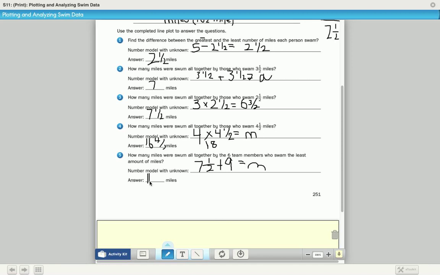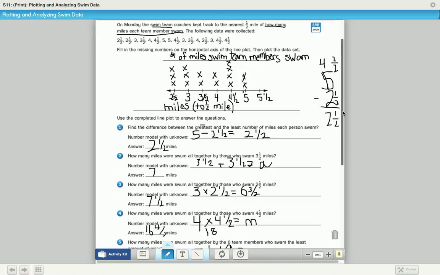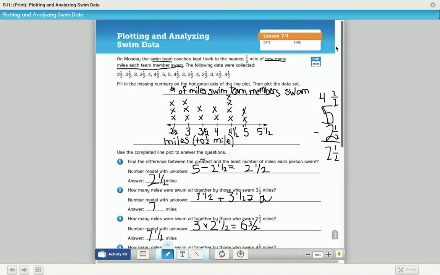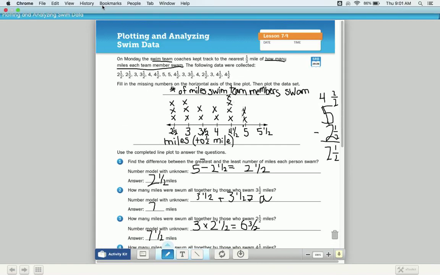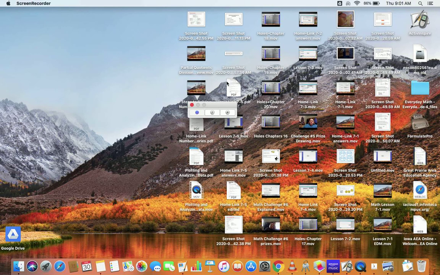So 16.5 miles. So that's just a review of line plots, how to plot them, how to label them, and then how to go about answering data collection. So that's one of the 4th grade standards. So thanks for watching and practicing.